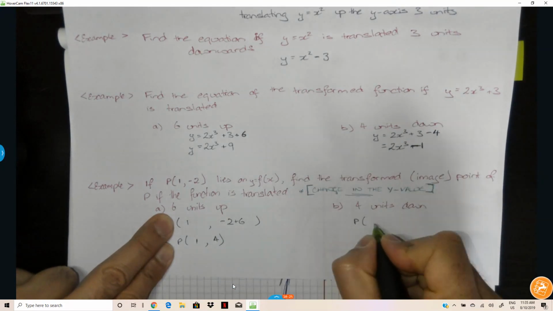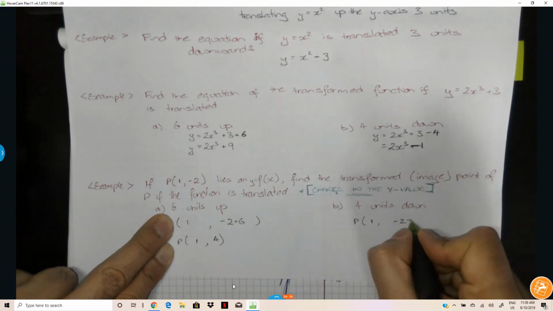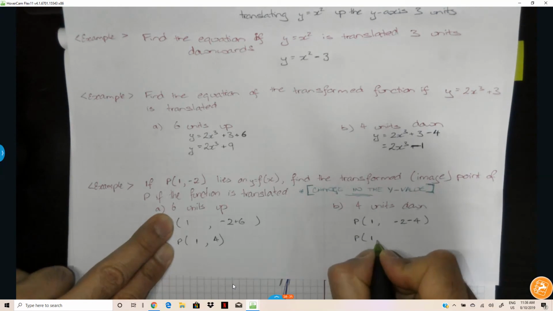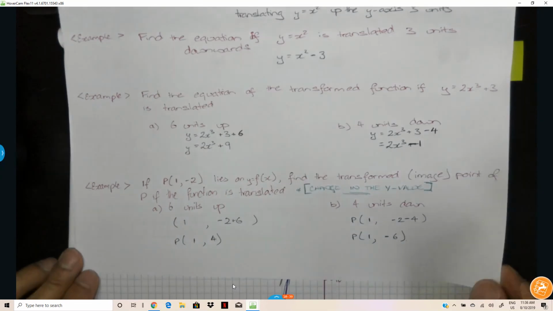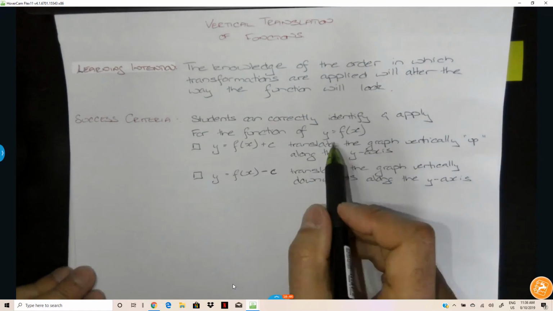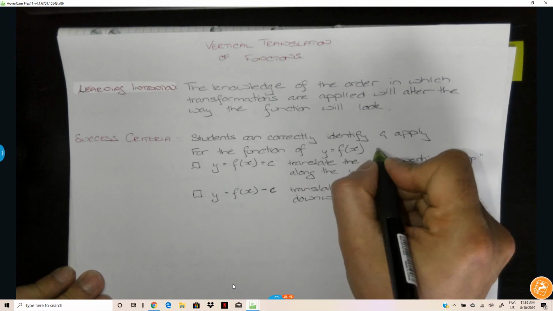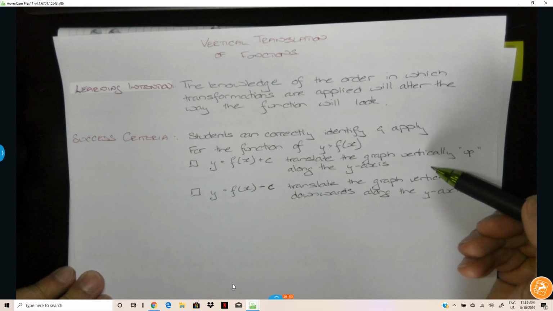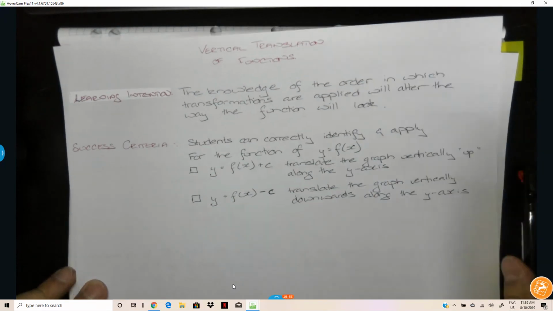Here we have 1, negative 2, and we're going to translate it down, so we're going to subtract 4 units from it. The new point will be negative 2 minus 4, which is negative 6. Okay, and that's it. So remember that if you have a function y equals f of x, and you add a constant or subtract a constant from it, that would translate the graph up or down the y-axis depending on your constant. Okay, thank you very much.